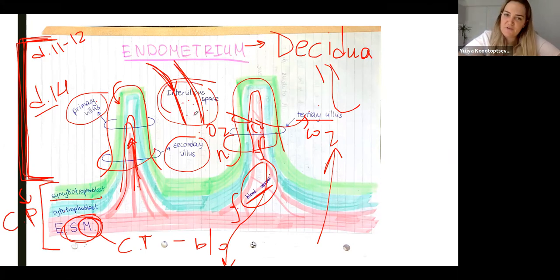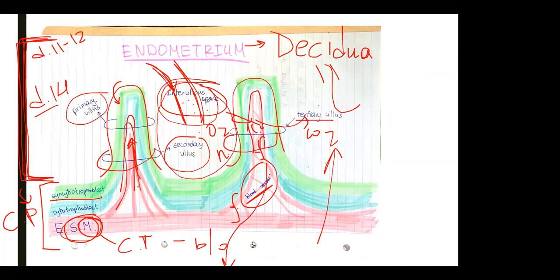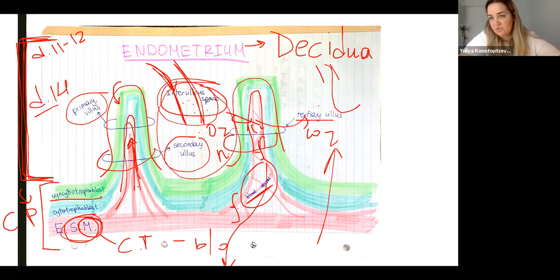Mm-hmm. I wrote here intervillus space because that's what the book says, but the book has a bit of a mistake, okay? Because we call this space between primary or secondary or tertiary villi. It doesn't matter which villi you have. Just the space between them in the late placenta is called intervillus space. But in the early placenta, which is our topic for this semester, it's not called intervillus space, it is called trophoblastic lacuna. So the villi don't matter. Just the space between them is called trophoblastic lacuna. Yeah? Thank you. So that's your early phase of placentation.